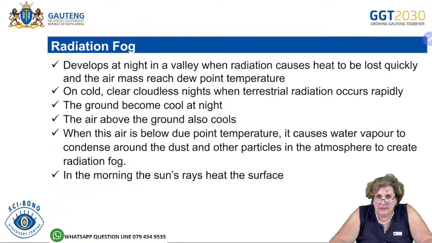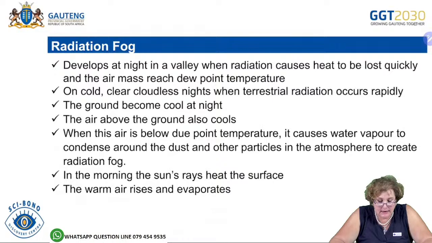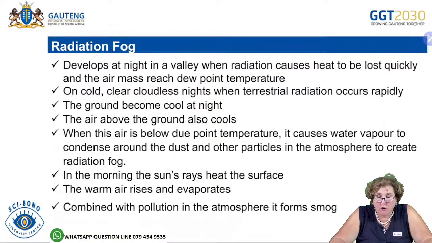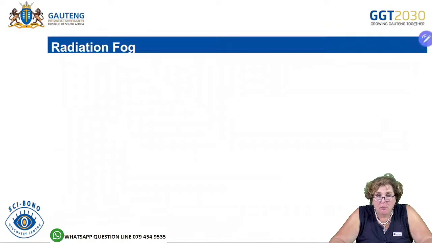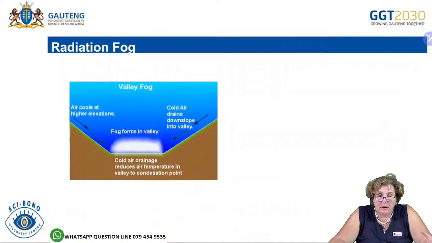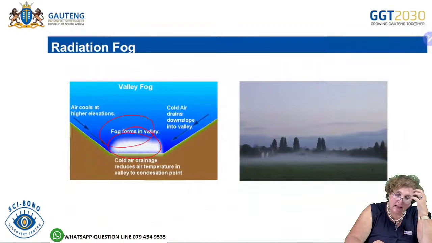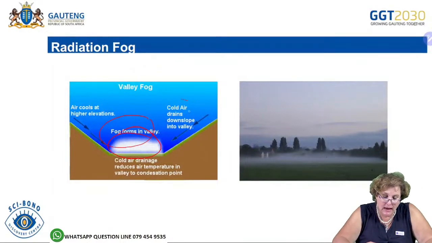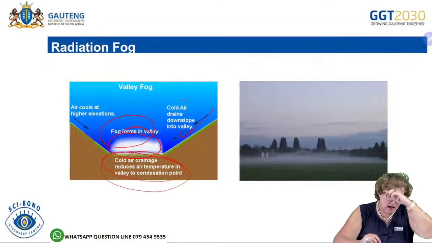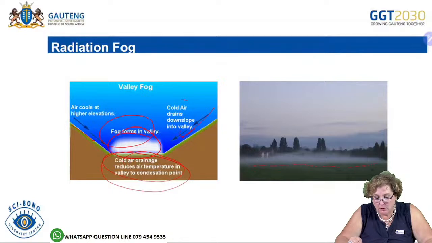In the morning, the sun's rays hit the surface, the warm air rises and evaporates, and if I have a combination with pollution, it will form fog. A combination of this pollution and this fog, we call smog. Okay, so here's an example of fog that forms in the valley. At the bottom is that low cloud. The cold air drains down the valley, it reduces air at the bottom, and I have fog. In reality, here's how it looks. This white part close to the surface of the earth.